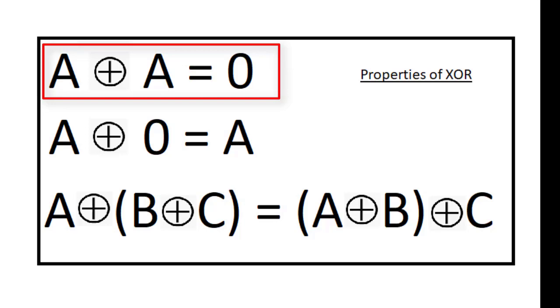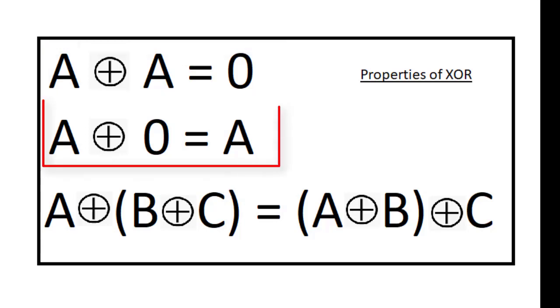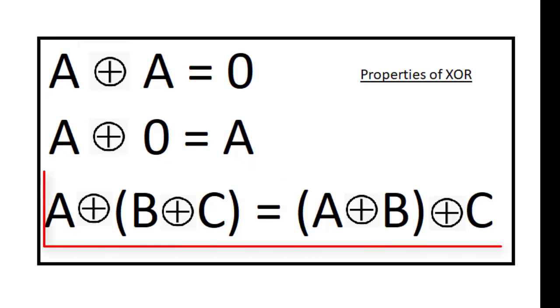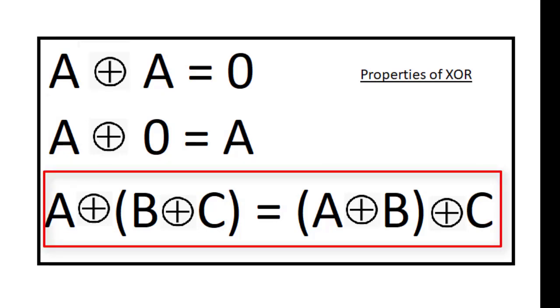So A XOR A is all zeros. The second property is anything XORed with 0 will remain the same. So A XOR 0 will be A. Lastly, XOR is commutative. That is, the XOR of A and B XOR C is same as A XOR B being XORed with C. I think it is easier to read than listen to what I just said.